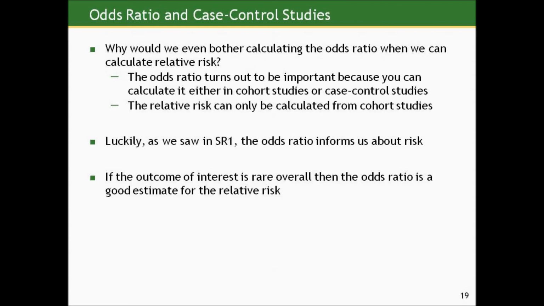So again, why would we even bother calculating the odds ratio when we can calculate relative risk? Well, we actually can't calculate relative risk in case control studies. In cohort studies, we can calculate an odds ratio along with the other measures of association. So the odds ratio seems like the lesser of the measures of association, but it really shines in case control studies because it's the only thing that can be calculated.